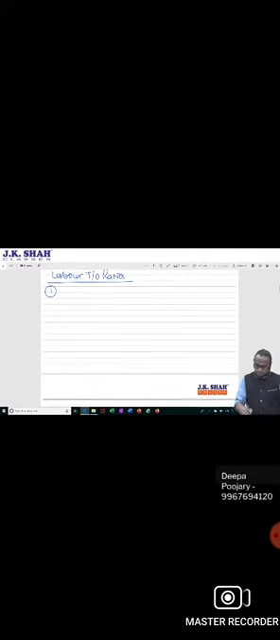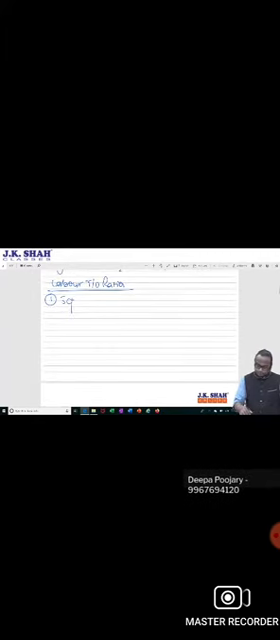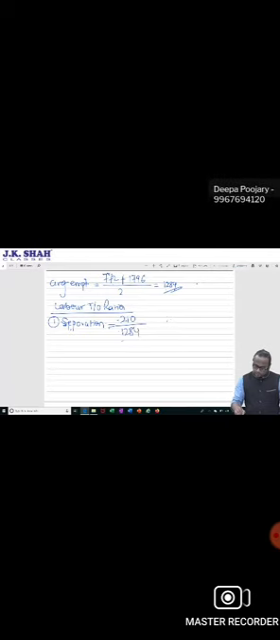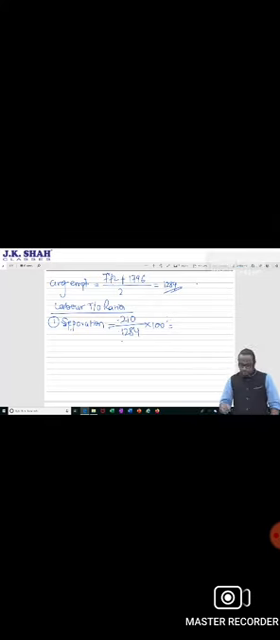210 separation. So if I want to find out labor turnover ratio based on separation, how much is separation? 210. So 210 divided by 1284 multiplied by 100. 210 divided by 1284, 16.36%.